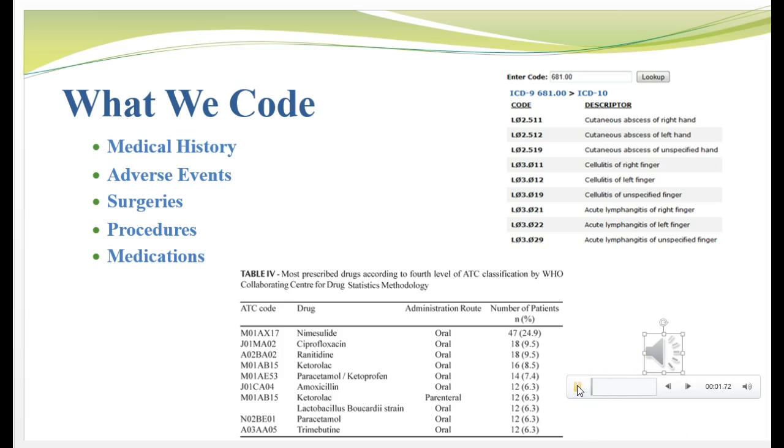So what do we code? Well, typically you're going to be coding medical history, adverse events, surgeries, procedures, and medications. And we actually have, and we'll talk about this in a second, some really common dictionaries that we use over and over again for these trials so that we have consistent expectations for how we code these verbatim texts.